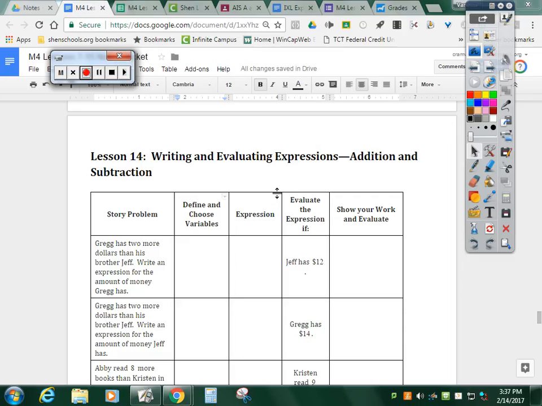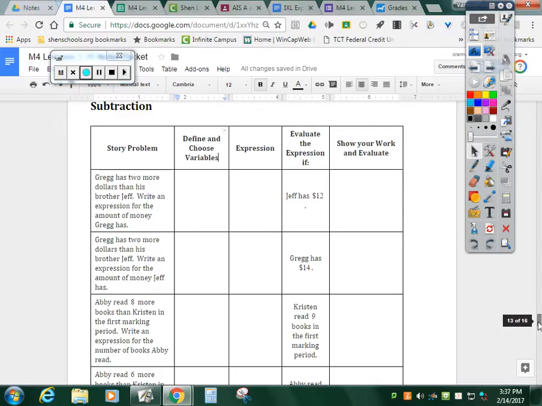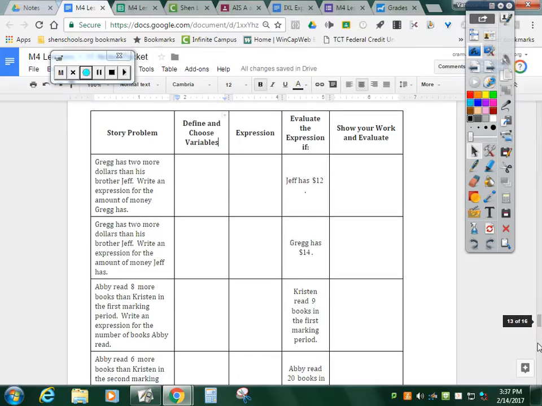In Module 4, Lesson 14, students were writing and evaluating addition and subtraction equations. So I just wanted to go over a couple from the notes that we did and show you how I taught them how to write these. I think it's kind of tricky for them.